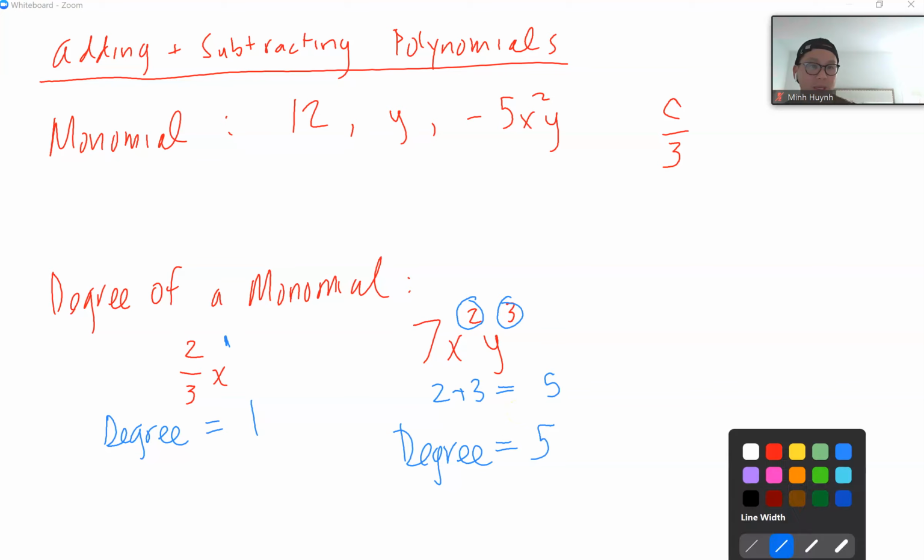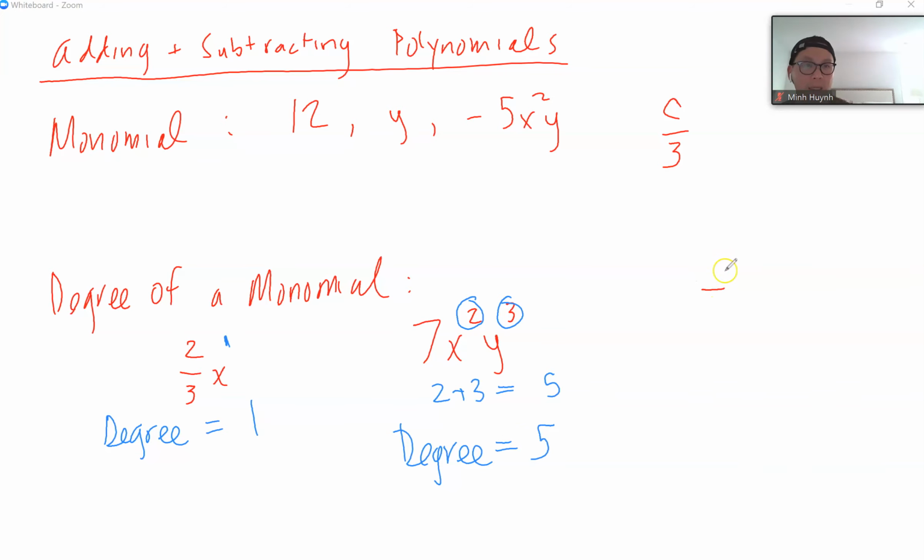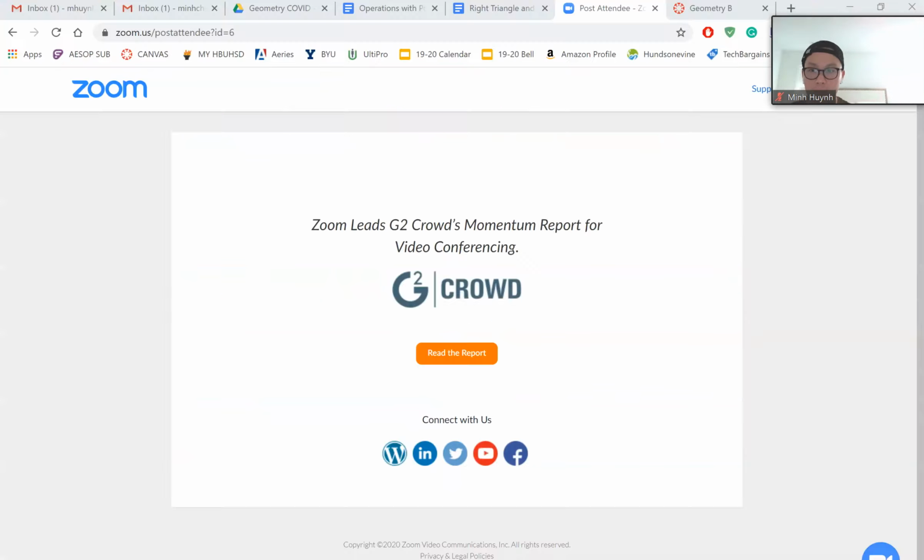What happens if they give you just a negative 4? Well, there aren't any variables attached to this, and because there are no variables attached, the degree of any constant is going to be 0. So make sure you replay this if you need to understand what a monomial is and how to determine the degree of a monomial.